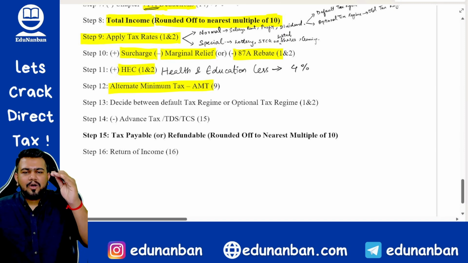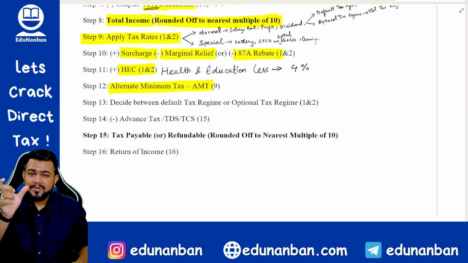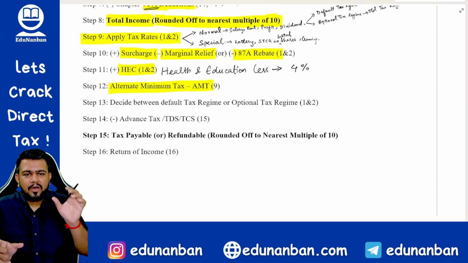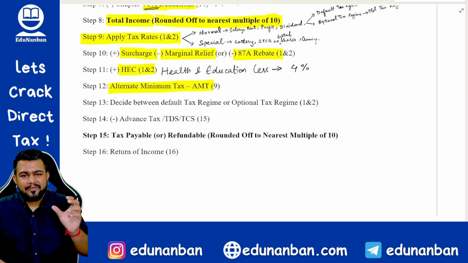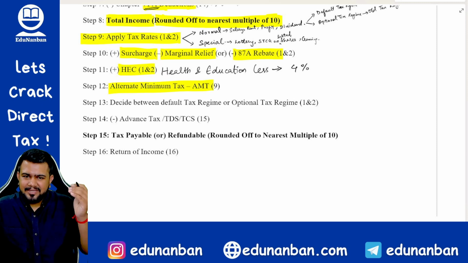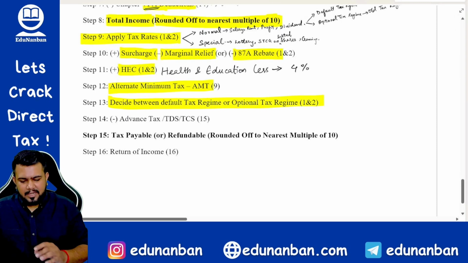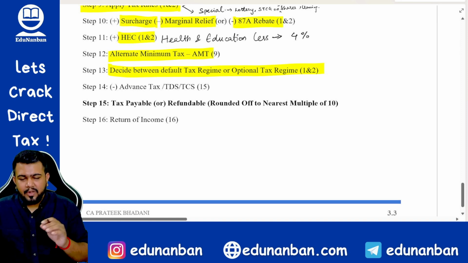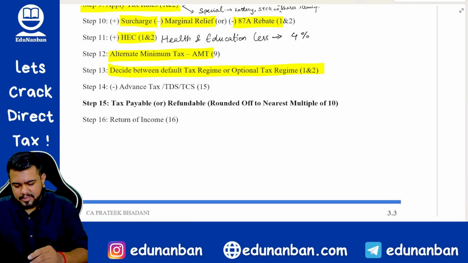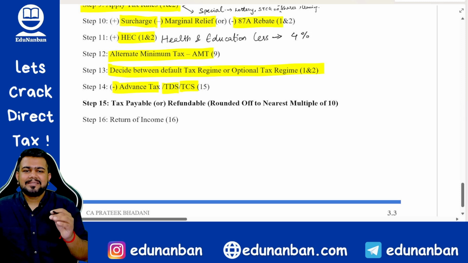After calculating all this, you will finally know what is the tax that is payable. Okay, so you have to decide whether you have to choose the old regime or the new regime. New regime is the default regime, old regime is the optional regime. So in whichever the tax is lower, you will choose that regime because it is more beneficial to the assessee. Hence, you have to decide between default tax regime or optional tax regime. After deciding it, you will get the final tax that is to be paid. From this final tax, you can reduce advance tax, TDS and TCS.